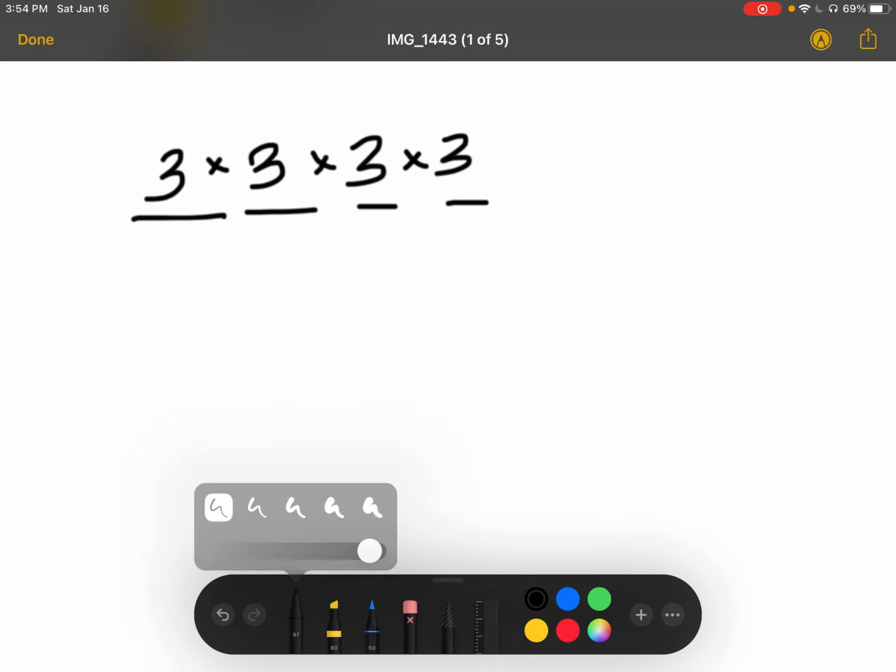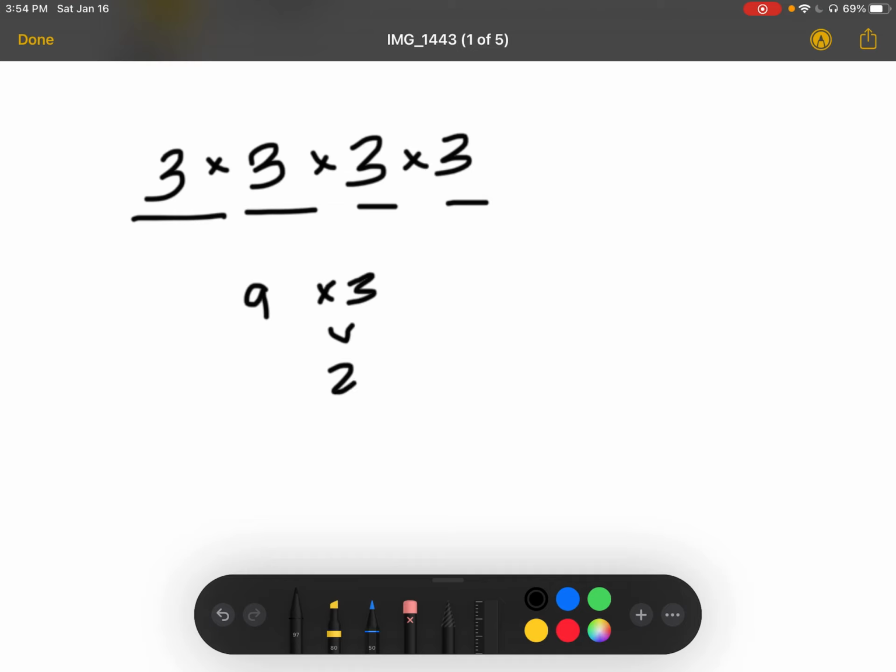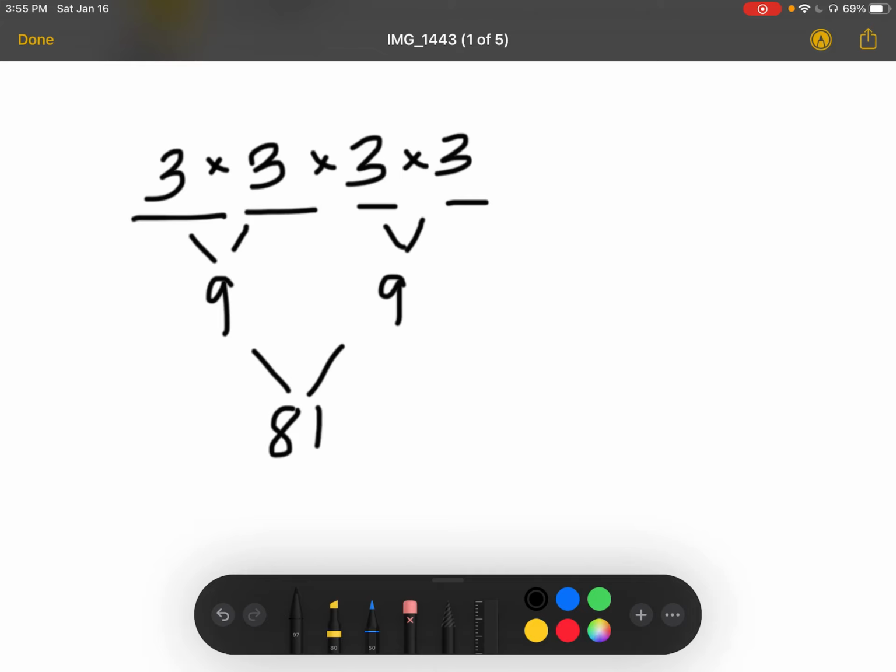A lot of people just go 3 times 3 is 9, and 9 times 3 is 27, and they just keep going. That sometimes gets us into a weird position where it's hard to remember what 27 times 3 is. So when people have a whole bunch of numbers like this, they go in this way. You do the first set. I know 3 times 3 is 9, and this one is also 9. And I know 9 times 9, I don't know 27 times 3. So 9 times 9 is 81.